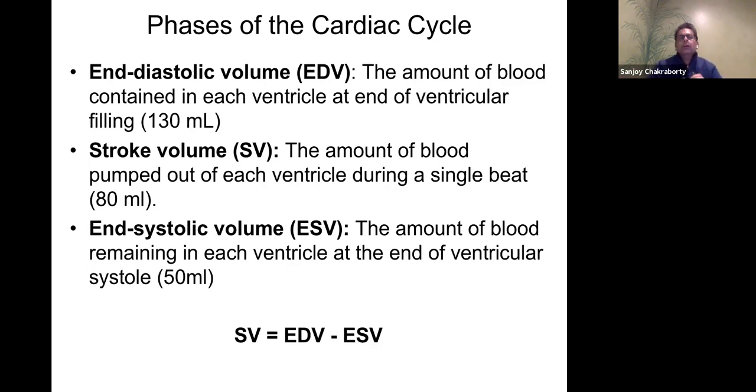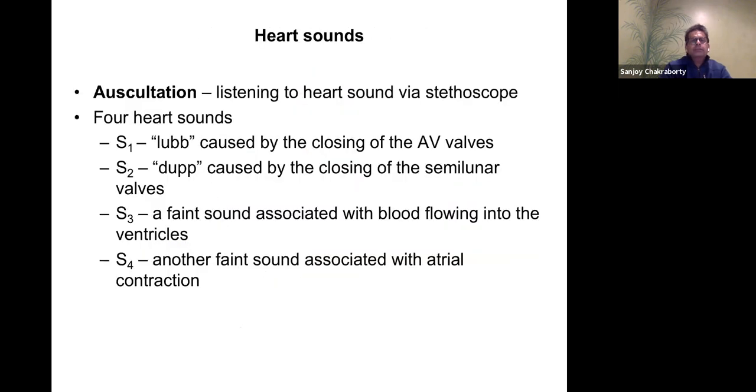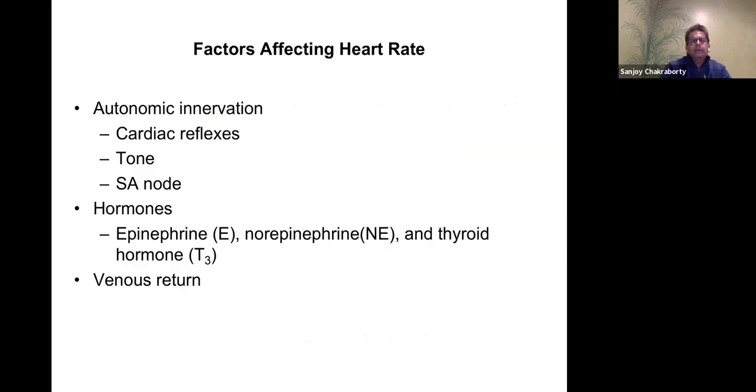So venous return is how much blood the veins return to the right atrium. That same amount will go to the right ventricle. That same amount will come back to the left atrium. That same amount goes to the left ventricle. So if more blood returns, more blood will go out. That is actually called the Frank-Starling law of the heart. I mentioned it in some slides, maybe.